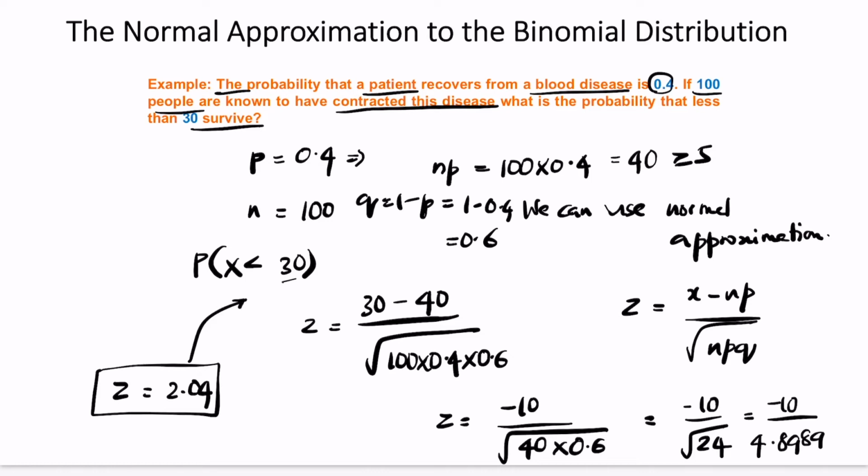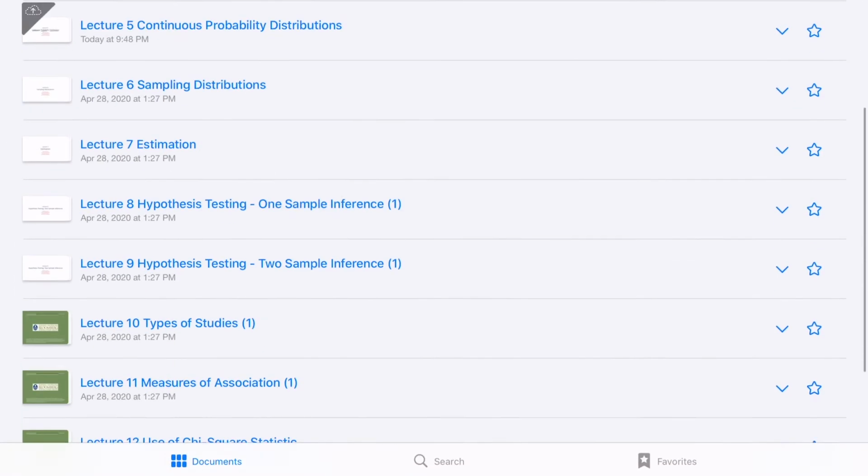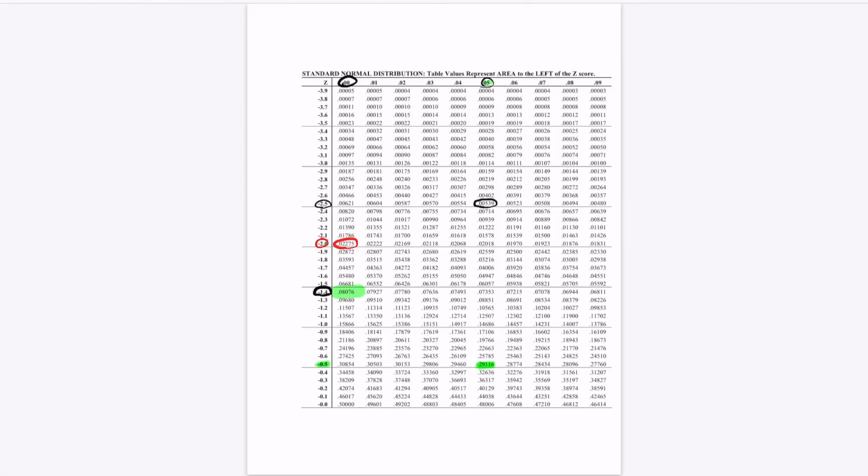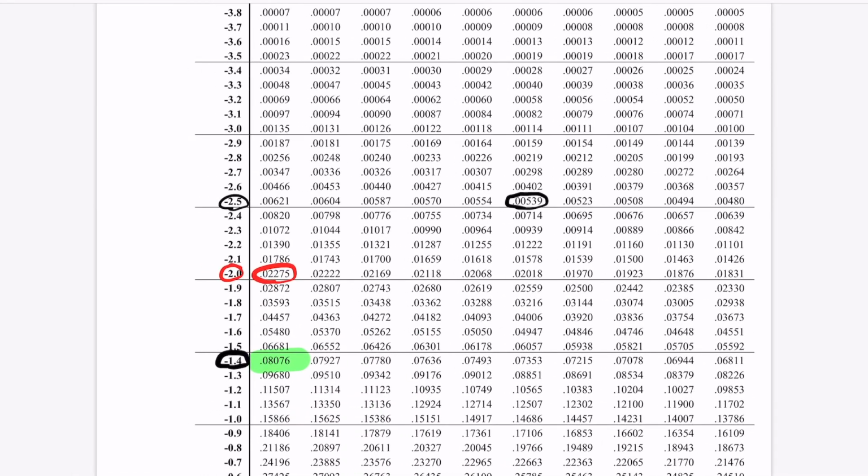So replace this into the probability. The probability becomes P of Z less than 2.04. So we have to find the probability for 2.04. Let me open the standard table. Using the table we have to find 2.04.